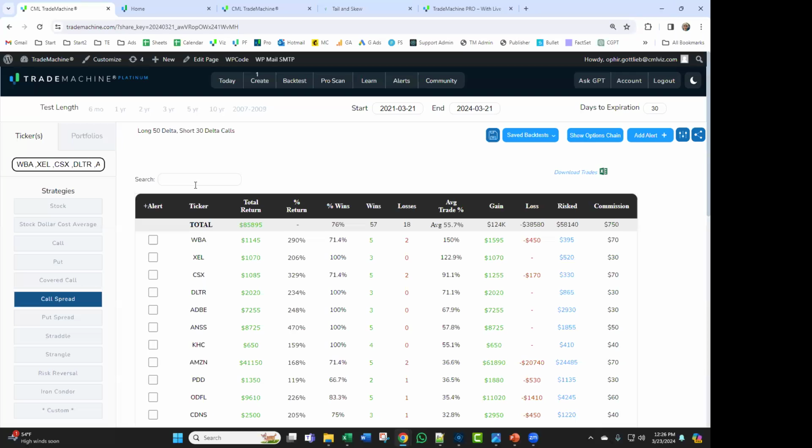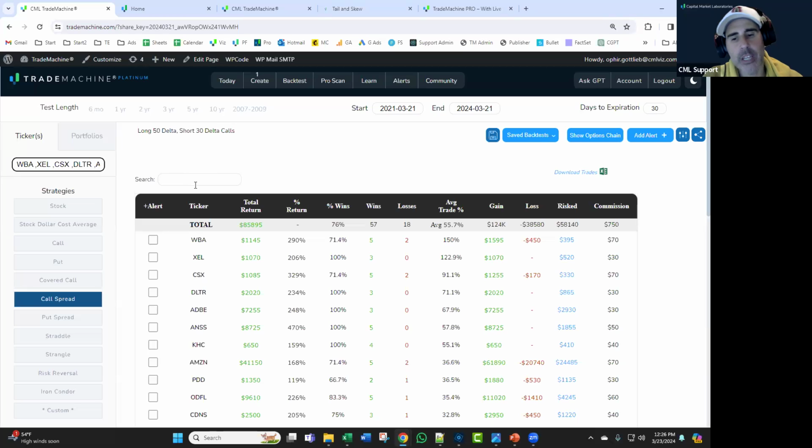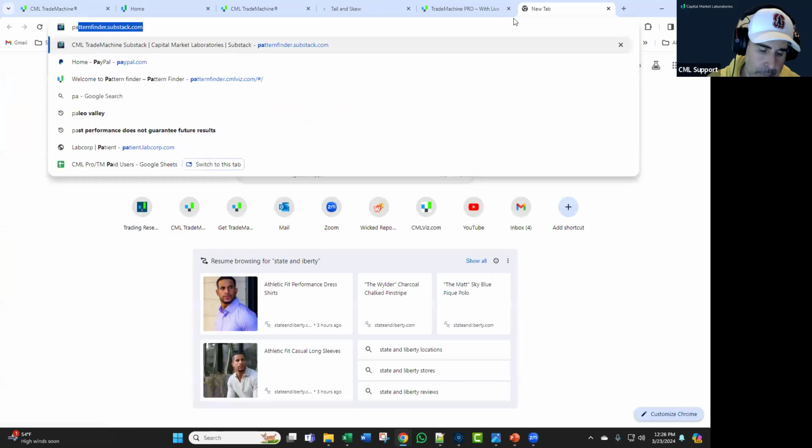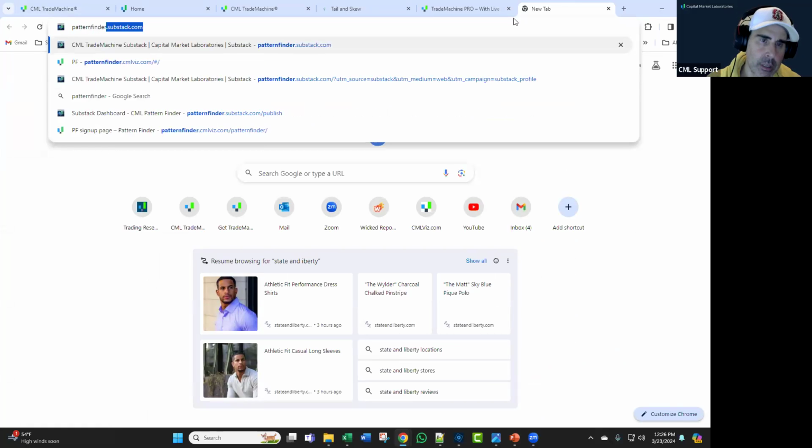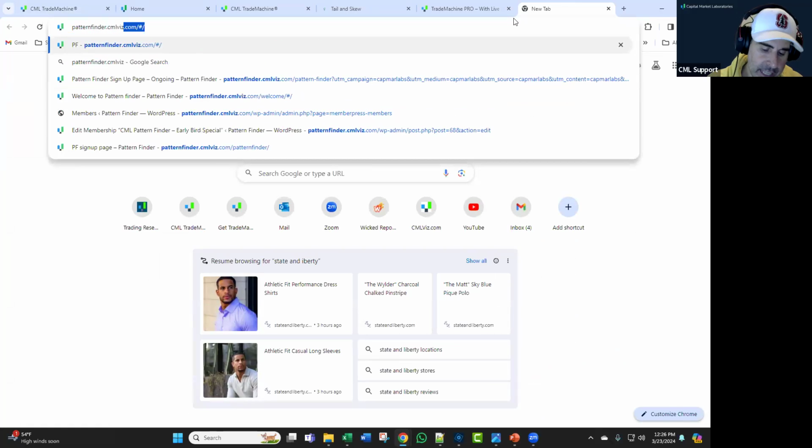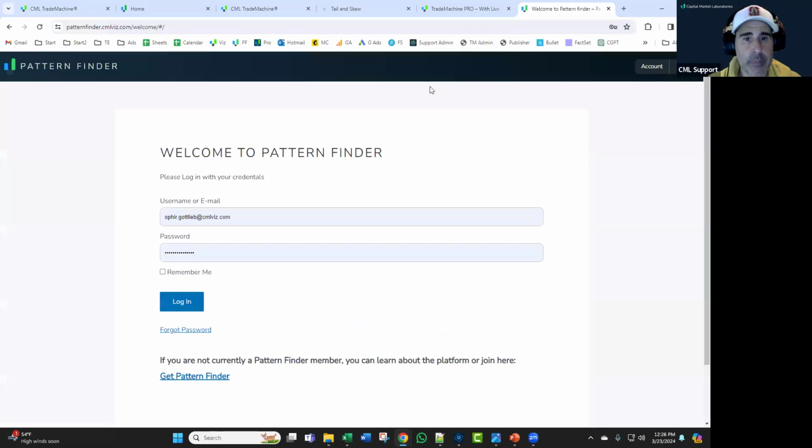How do TradeMachine backtesting alerts sit alongside Pattern Finder? What is the difference and similarities? So TradeMachine is what you see. It's a backtesting platform with built-in AI and a really powerful engine. Pattern Finder is a charting and scanning tool. So here's Pattern Finder.